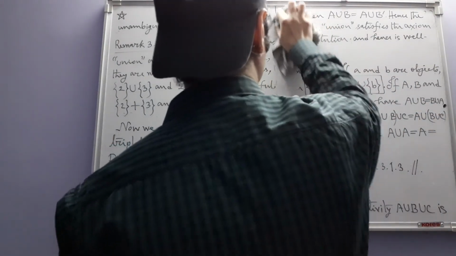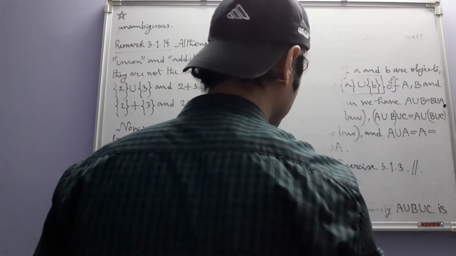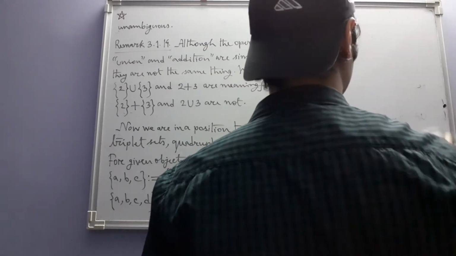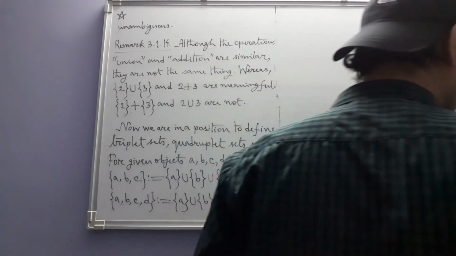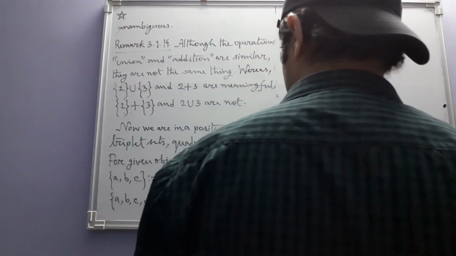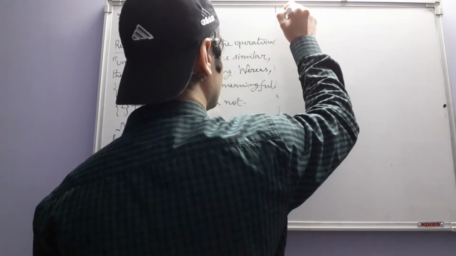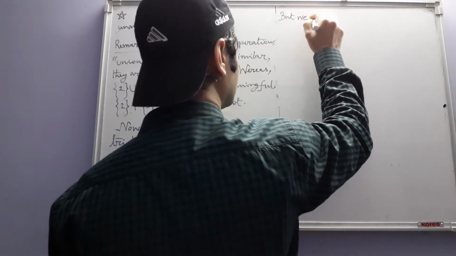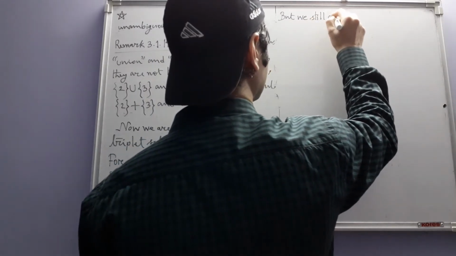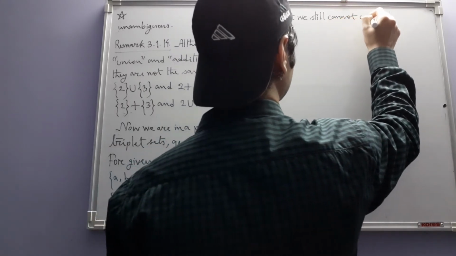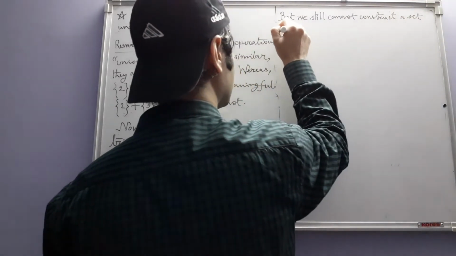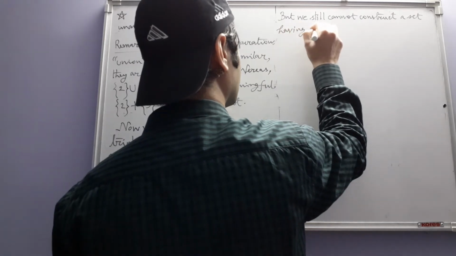However, there is one more problem. Actually, many more problems that we want to solve, which will require us to lay out more axioms. So one problem is that we still cannot construct a set having n elements.